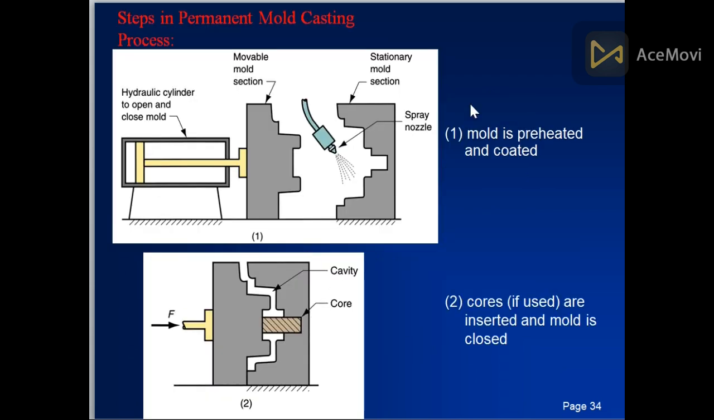These are some requirements. The steps in the permanent mold casting process are, first of all, we preheat and coat the mold with some material.